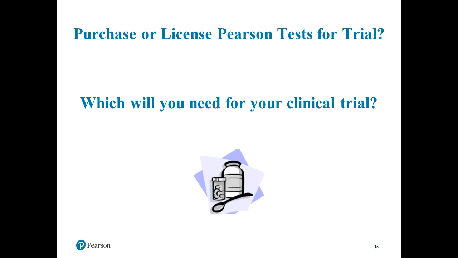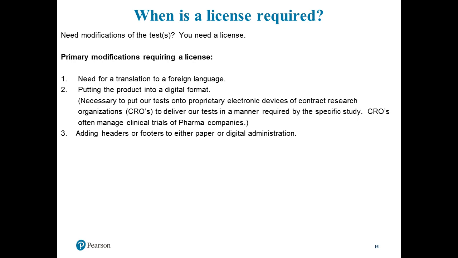When will you use which process? Because they involve different staff members and different kinds of sequences. So the key question is, when is a license required? And the simple answer to that question is, if there is a modification of the test, you're going to need a license. So what are the primary examples of modifications of the test?